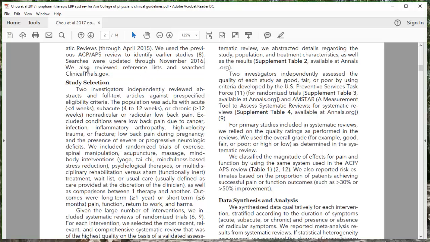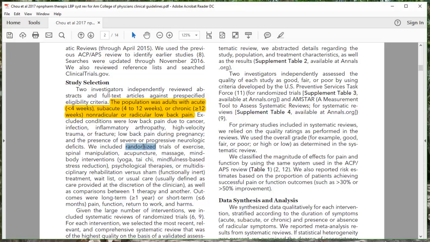So their searches were updated through November 2016, and they have their study selection, and they describe this here. The population was adults with acute and subacute or chronic non-radicular or radicular low back pain. So this information we have, I can highlight it here. And we're looking at low back pain, and then they have excluded conditions: back pain due to cancer, fractures, other types of causes. And so when they found those studies, they disregarded them.